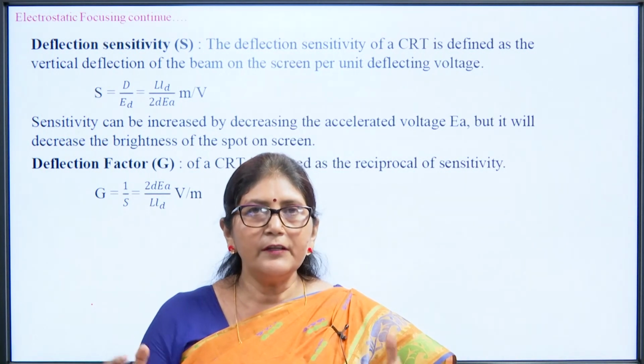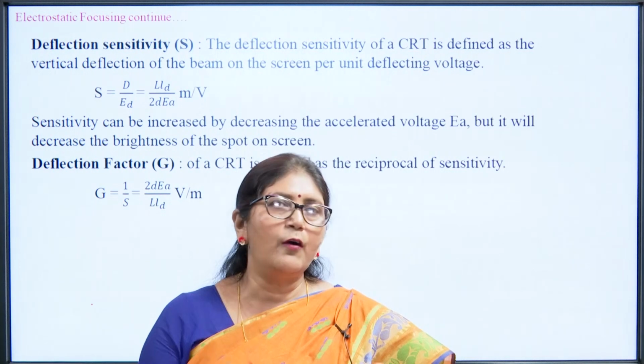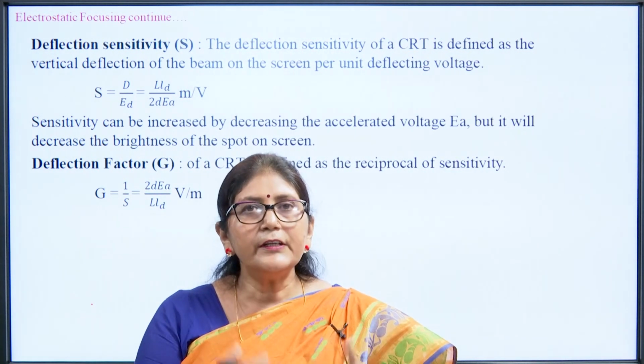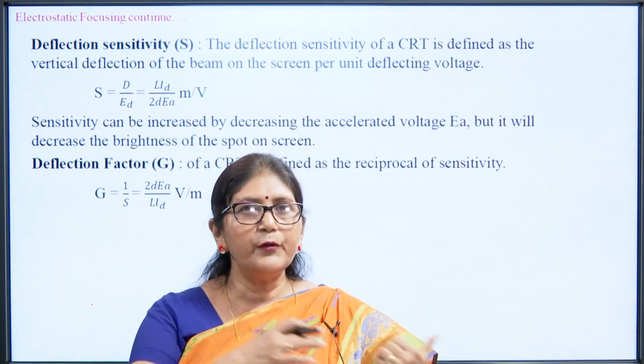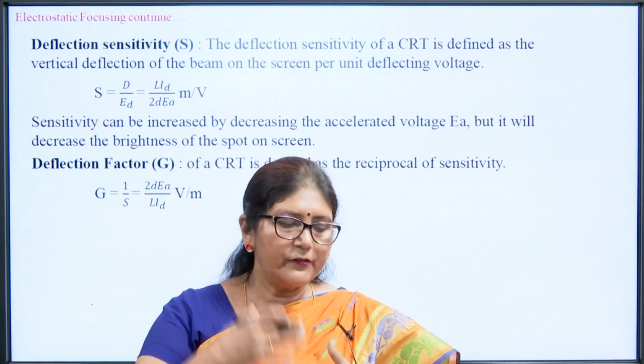So this is all about the CRT and how the CRT works, how the electrostatic deflection takes place, and how the input voltage is proportional to the deflection in the y direction.